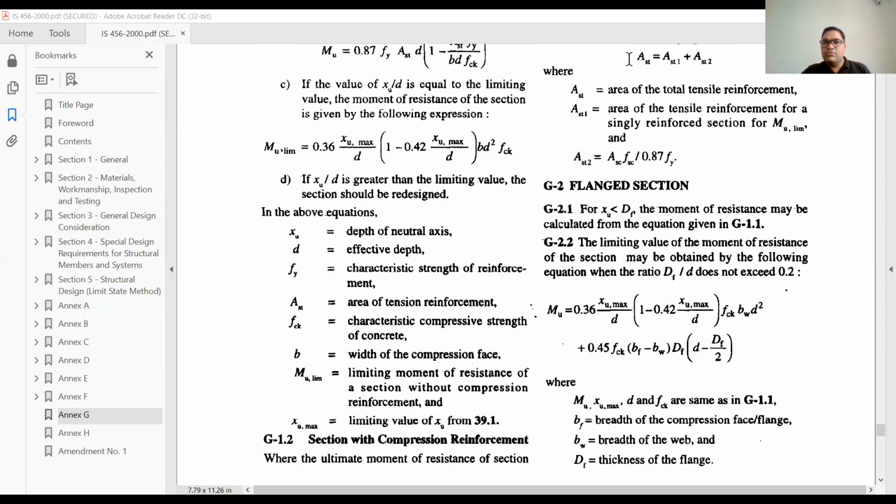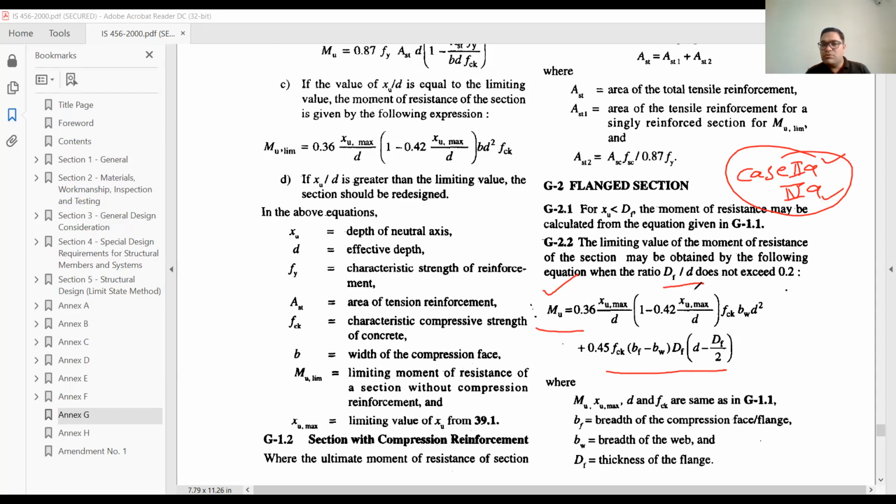Going to the next clause, which is G2.1, it says the limiting value of moment of resistance of the section may be obtained by the following equation when DF by D ratio does not exceed 0.2. So when DF by D does not exceed 0.2, it will be for case 2A and 4A. In this scenario, we will be using the same formula, the simplified form of the formula that I have shown you in the slide. It is written here. This formula we will use for case 2A and case 4A.